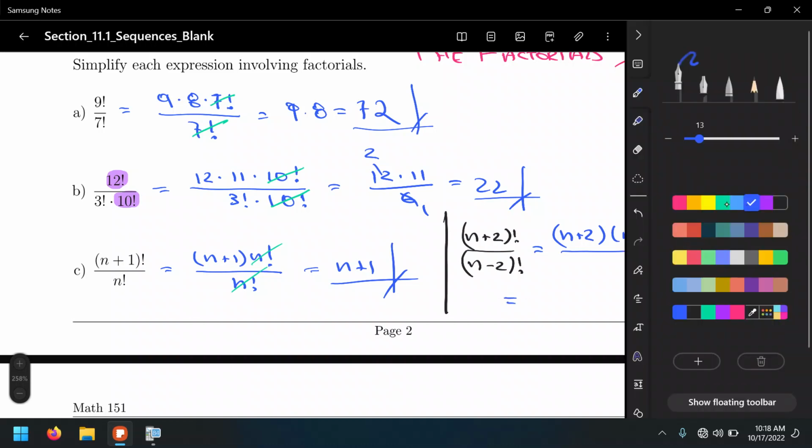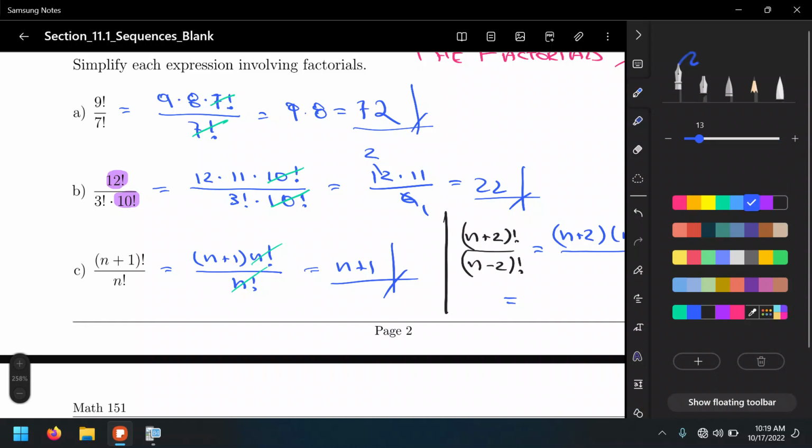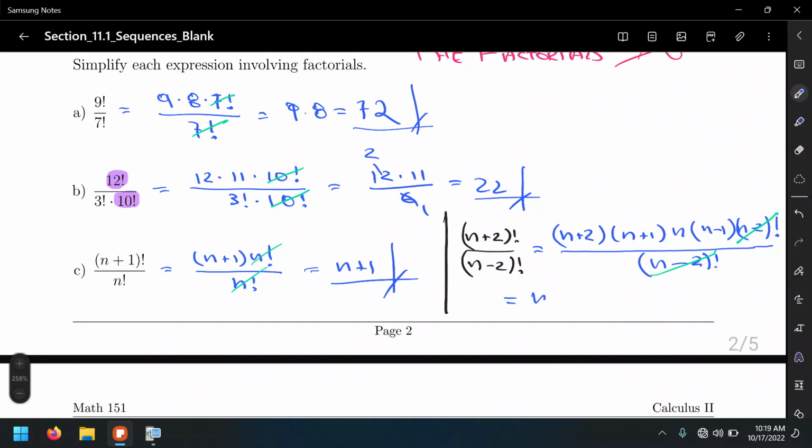And we can go about the cancellation. N minus 2 factorial with n minus 2 factorial. And we're going to be left with n plus 2, n plus 1, n, and n minus 1. That's our final answer. So the idea is to simplify these factorial expressions so that there are no factorials in the end. We're going to use this in the next topic, which is finding the limit of a sequence.